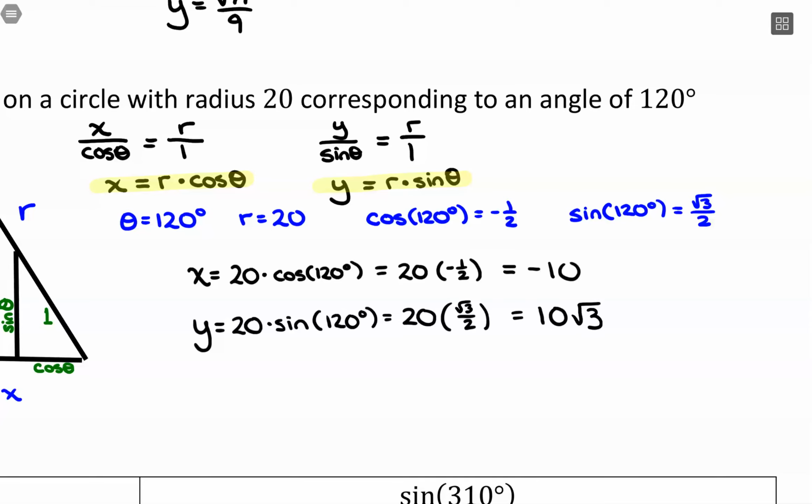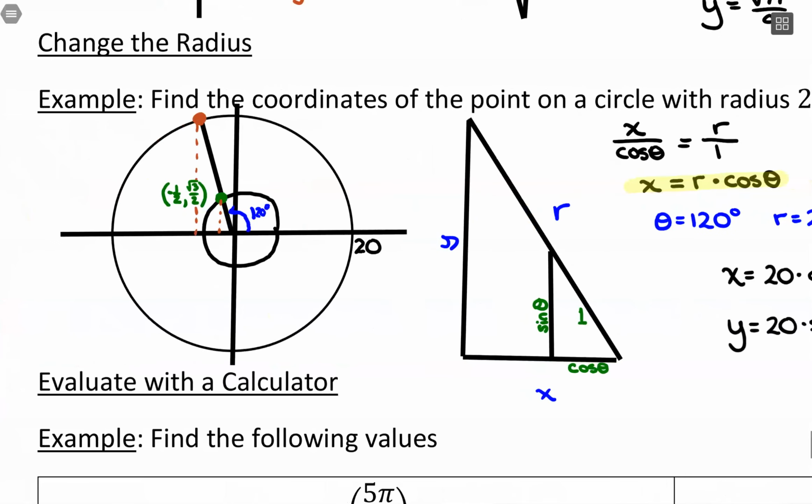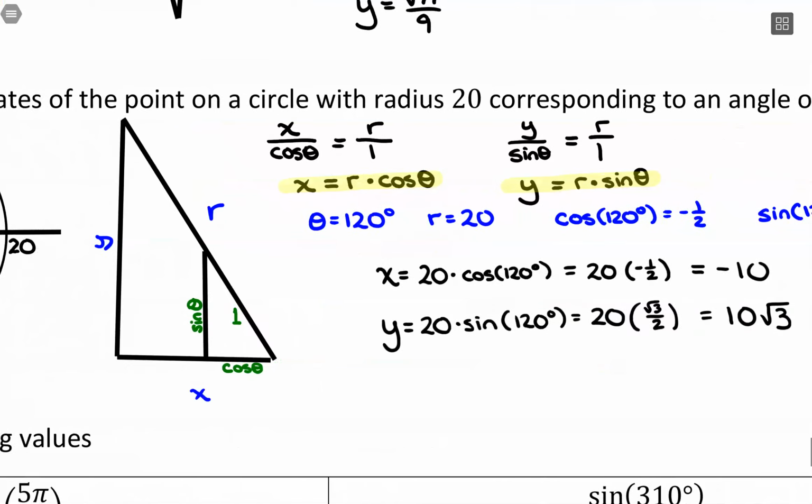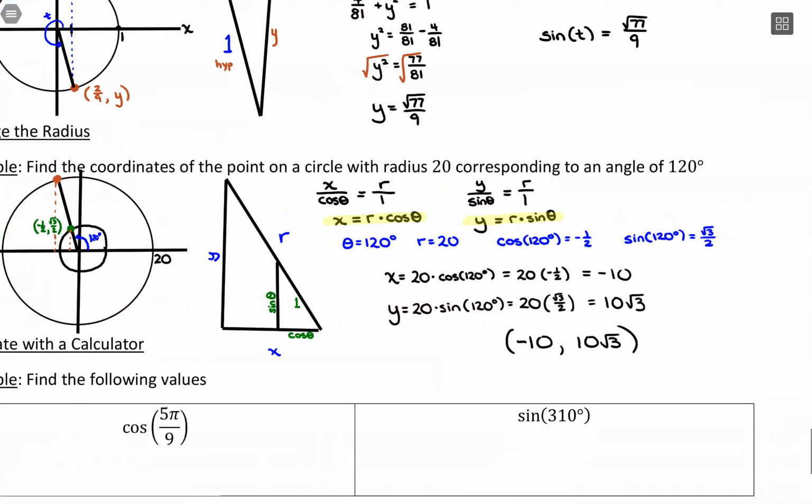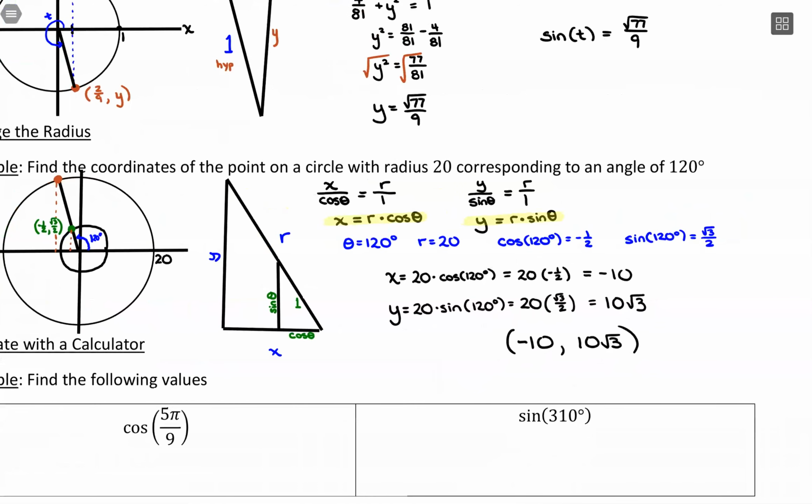And what I do is a quick little mental check that the signs make sense, meaning we have a negative x-coordinate and a positive y-coordinate, because 120 degrees lands in the second quadrant. So that's our coordinate. We would have the coordinate -10, 10√3. So that's what we can do when we extend the radius.